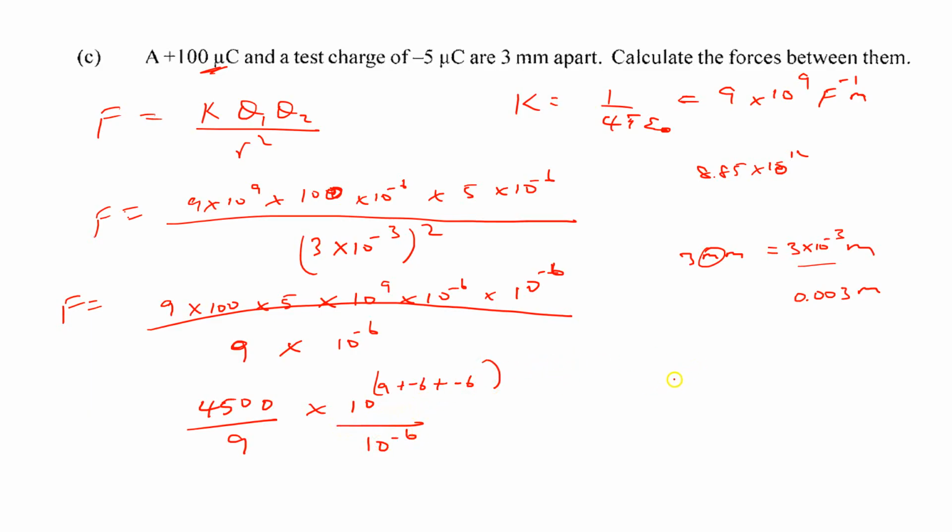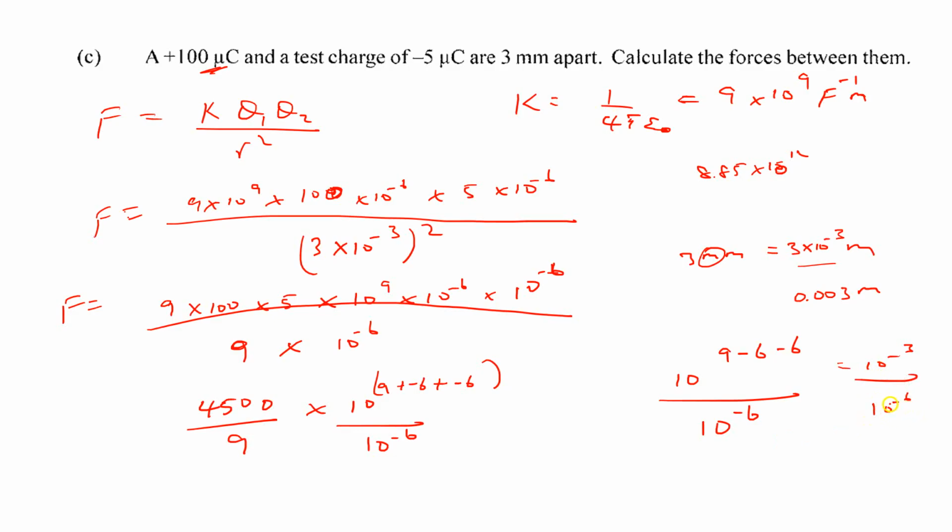Let's work this apart here. So 10 to the 9 minus 6 minus 6. Then we're going to divide that by 10 to the minus 6. Let's work out that power. That would be 3 minus 6. So you're going to end up with 10 to the minus 3, because 9 minus 6, you get 3. Then you subtract that, you get minus 3 right here. Divide that now by 10 to the minus 6.